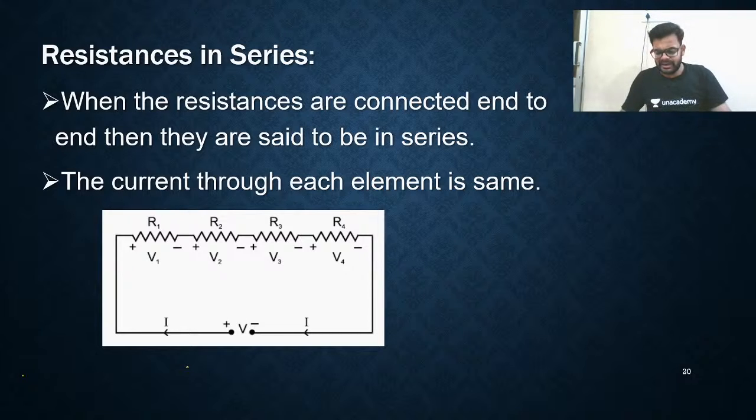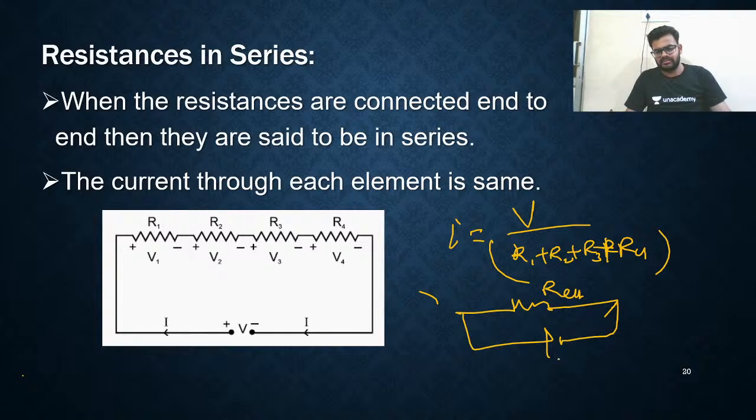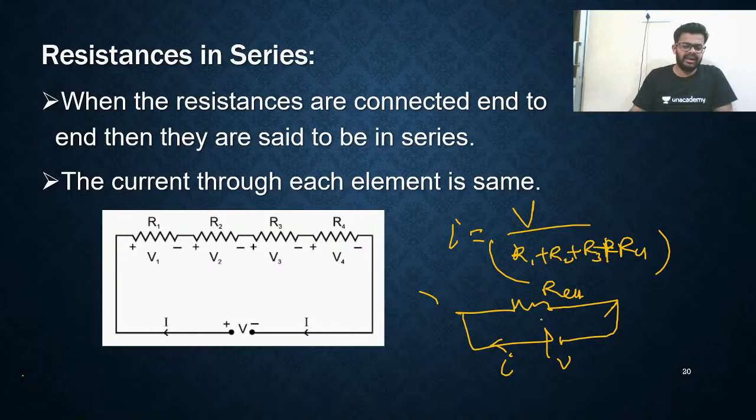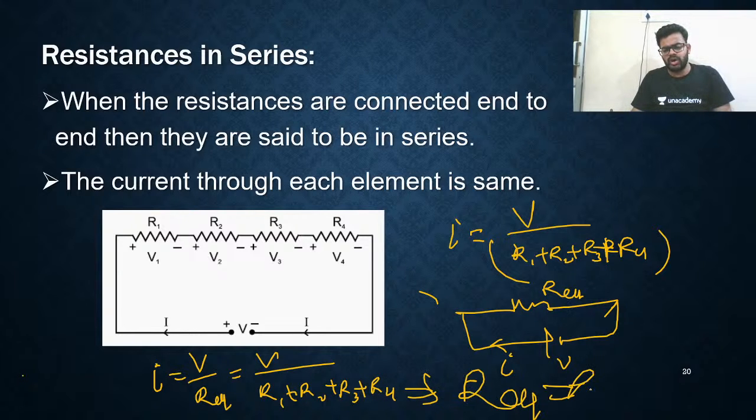So I am saying now, my dear, listen. I is equal to V upon R1 plus R2 plus R3 plus R4. Okay, no problem. I already told you it is R equivalent, and this is the cell B. Current is I. So you can directly say I have considered a single cell, so I can write I is equal to V upon R equivalent, and that can be given by V upon R1 plus R2 plus R3 plus R4. So finally you can say R equivalent is equal to R1 plus R2 plus R3 plus R4.